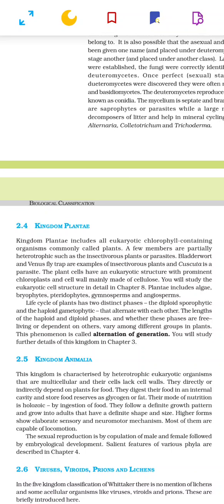Plantae includes algae, bryophyta, pteridophyta, gymnosperm, and angiosperm. The life cycle of plants has two distinct phases, the diploid sporophytic and the haploid gametophytic, that alternate with each other. The length of the haploid and diploid phases, and whether these phases are free living or dependent on others, vary among different groups in plants. This phenomenon is called alternation of generation. You will study further details of this kingdom in chapter number 3.